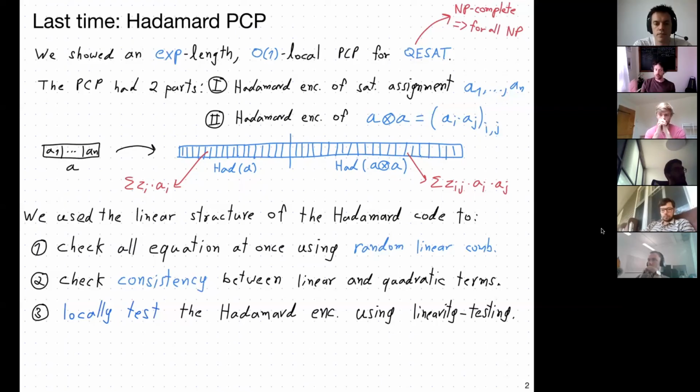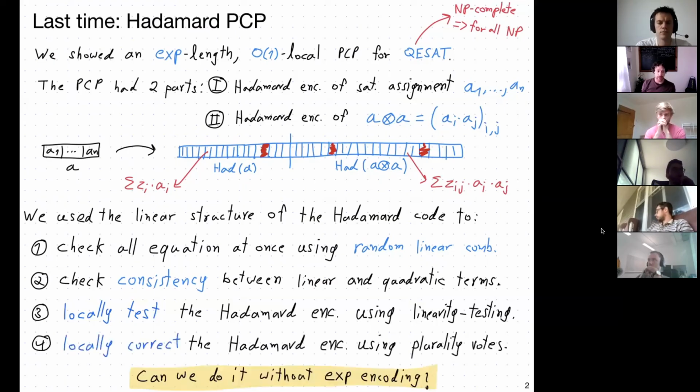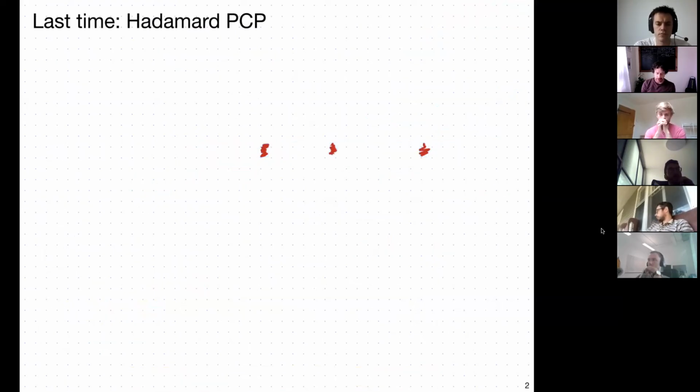So we first checked the encoding, but this only showed us that we are close to a valid code word, that we are close to a linear function. If there were a lot of corrupted points, then the test would reject. But if only this point and maybe this point and that point were corrupted, then we have no way of checking that because we're doing it just by probing a small number of coordinates. And this is where we used linearity for the last time.